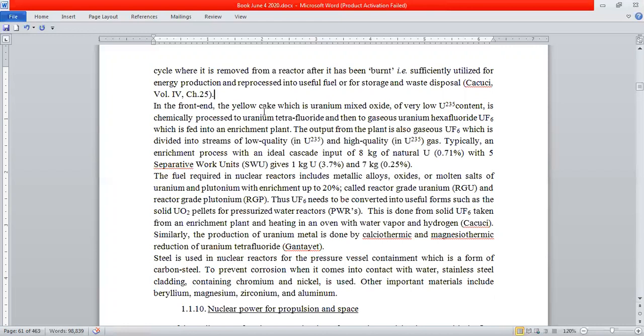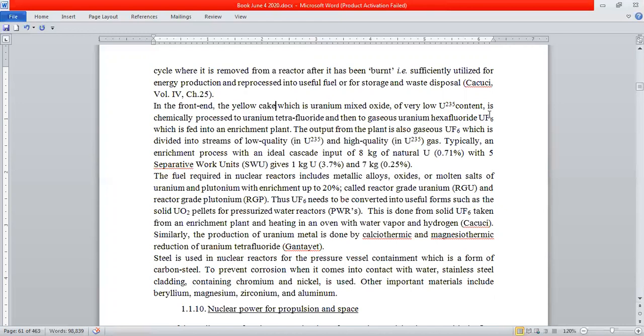Now, in the front end of the fuel cycle, the yellow cake, as it's called, the U3O8, which is in so many countries of the world, Australia, Canada, Niger, so it's in China, it's in so many countries of the world, so it's taken out of there. And the uranium in mixed oxide form is chemically processed into uranium tetrafluoride and then into gaseous uranium hexafluoride.